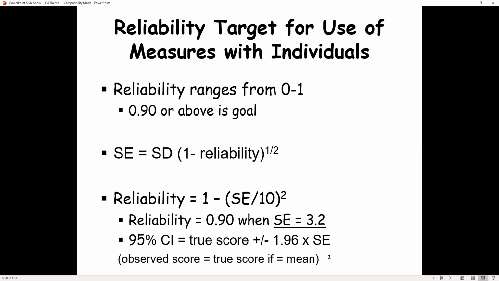In that simple case, for example, if we estimated the anger score to be 50, then the 95% confidence interval, if the reliability is 0.90, would range from 44 to 56. So that's a pretty wide range when the standard deviation is 10. But still, it's better than lower reliability and higher standard errors of measurement. Okay, so let's go ahead and do this demo.